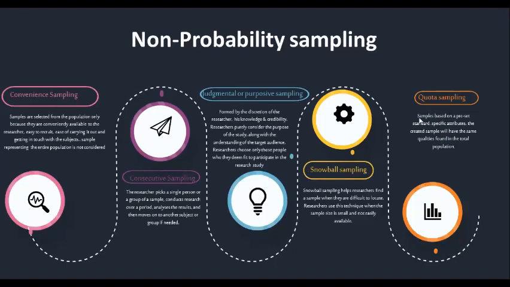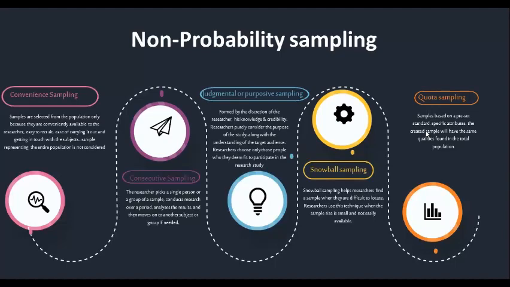This particular sampling is a very rapid method of collecting samples. How can we do this in quota sampling? For example, I want to study the career goals of the male and female students in a university. In Mizoram University, maybe there are 5,000 students, and I have already told you the entire group is called the population. I cannot research the entire population.